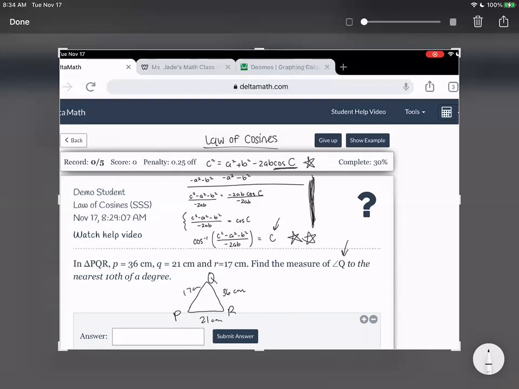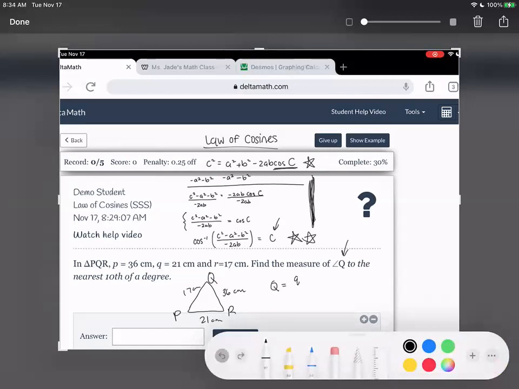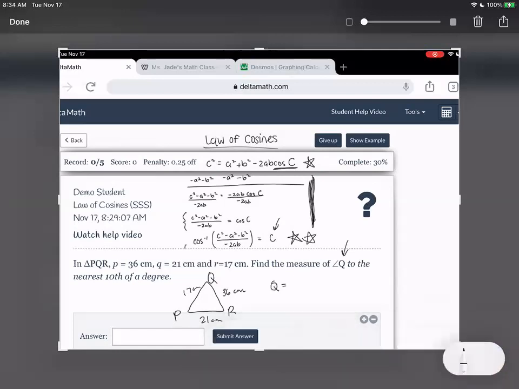So Q, instead of C, is going to be equal to, oops, sorry, I need to write cosine inverse. So I'm rewriting this equation right over here. So angle Q is going to be equal to the cosine inverse of little q squared minus p squared minus r squared over negative 2pr.